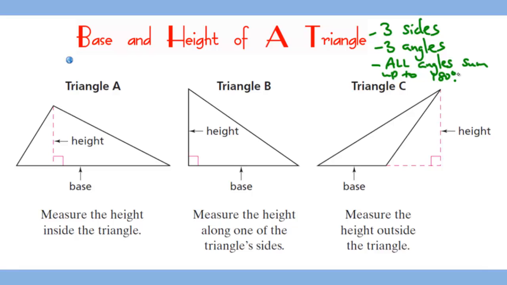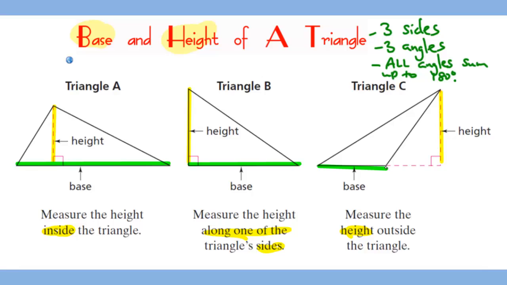In this first slide, we will focus on defining the base and height of a triangle, and we will have to study 3 types of triangles. In triangle A, the height is inside the triangle, as the statement says right here, and the base is at the bottom right here. In triangle B, the height is along the triangle, as indicated right here, and the base is at the bottom again. In triangle C, the height is outside of the triangle, as indicated at the statement right here, and the base is at the bottom again.